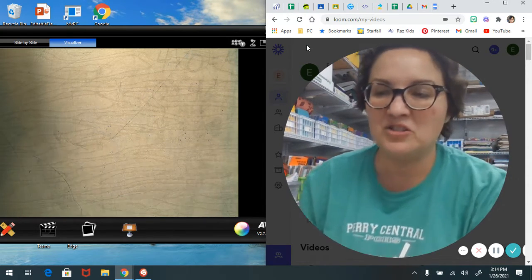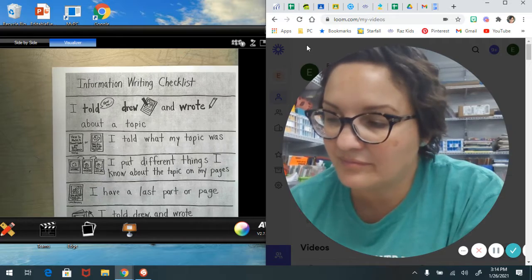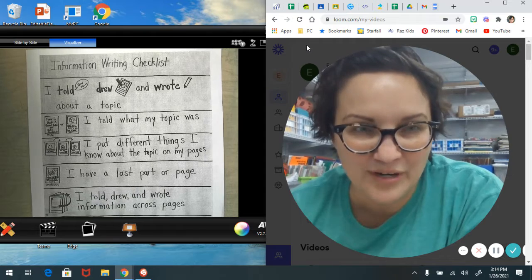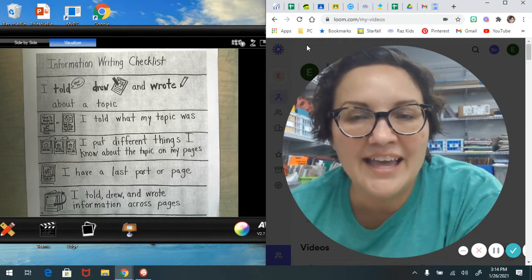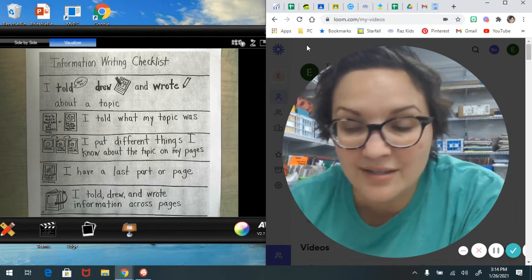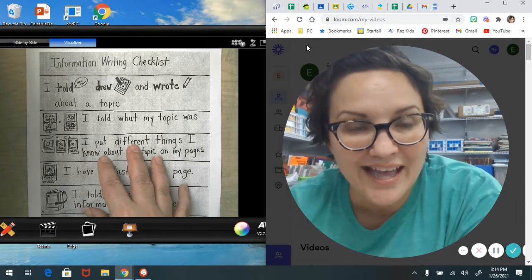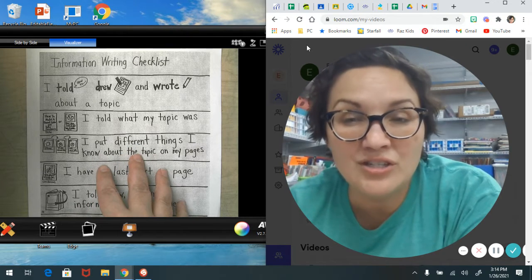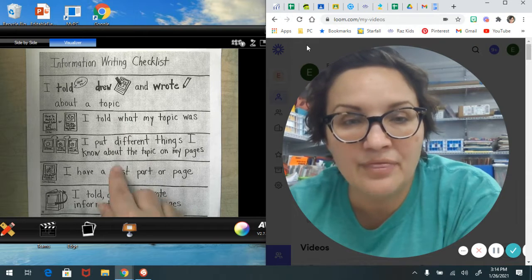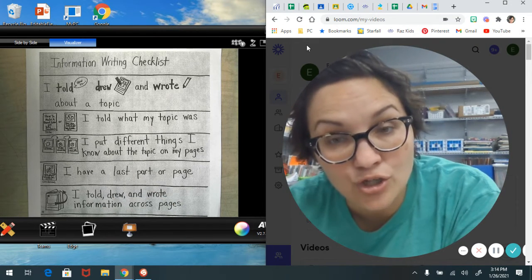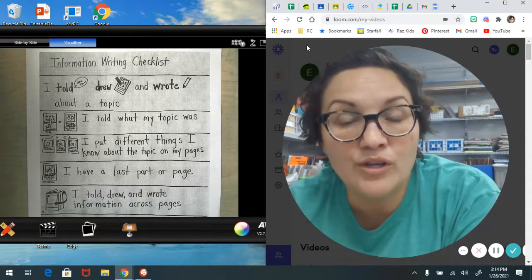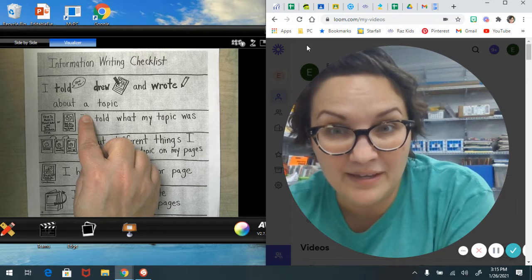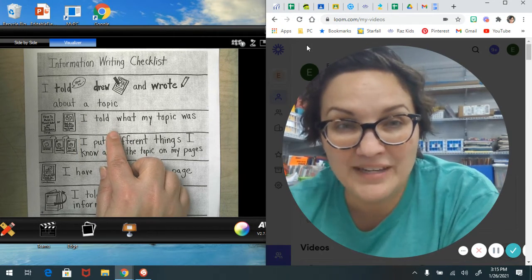Okay, back to our informational checklist. We're using older charts today to help us work on our how-to stories. So you can get your how-to story out for this chart and check over your older how-to story that you've been working on, or you might be just starting a new one and you're looking at this chart to help remind you of the things that you need to be doing when you're writing your story. So it says, I told and drew and wrote about a topic. I told what my topic was.